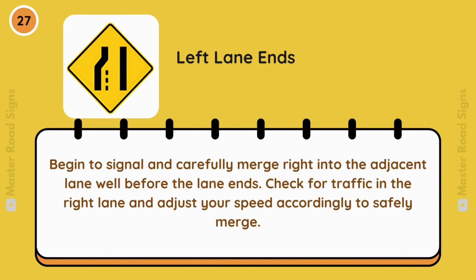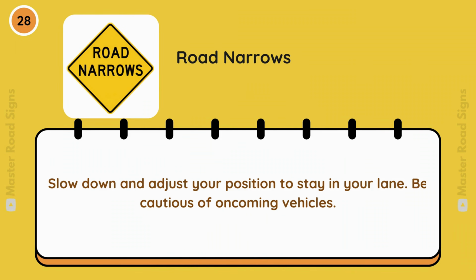Left lane end sign. Drivers must begin to signal and carefully merge right into the adjacent lane well before the lane ends. Check for traffic in the right lane and adjust their speed accordingly to safely merge. Road narrows sign. Drivers should slow down and adjust their position to stay in their lane. Be cautious of oncoming vehicles.